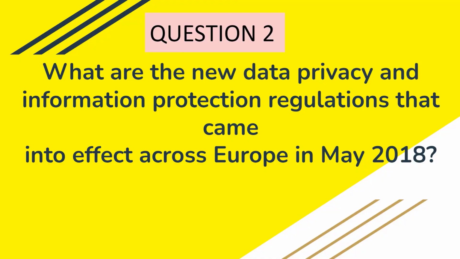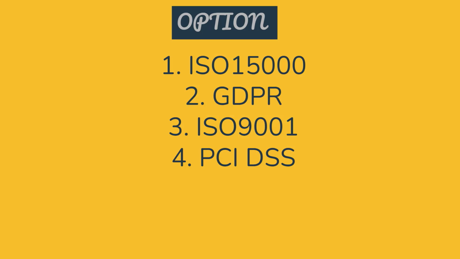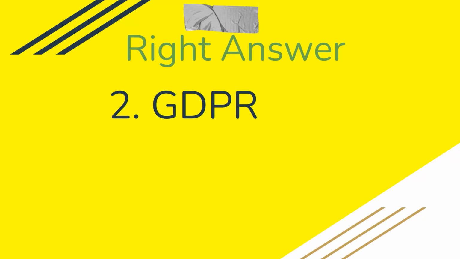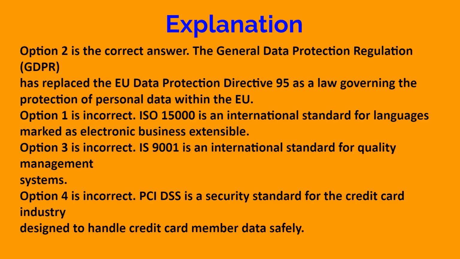Question 2. What are the new data privacy and information protection regulations that came into effect across Europe in May 2018? Option 1. ISO 15002, GDPR 3, ISO 9001-4, PCI DSS. Right answer is 2. GDPR. Explanation. Option 2 is the correct answer. The General Data Protection Regulation, GDPR, has replaced the EU Data Protection Directive 95 as a law governing the protection of personal data within the EU.